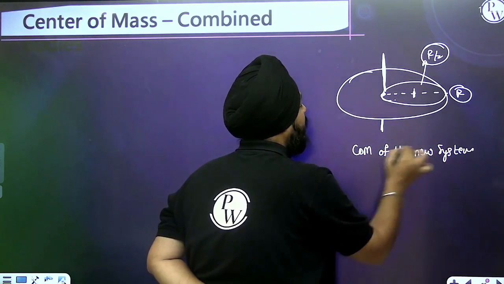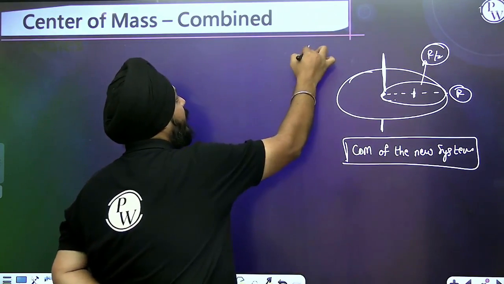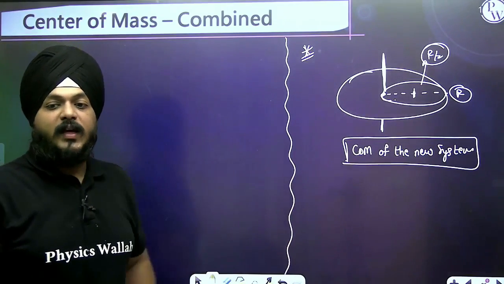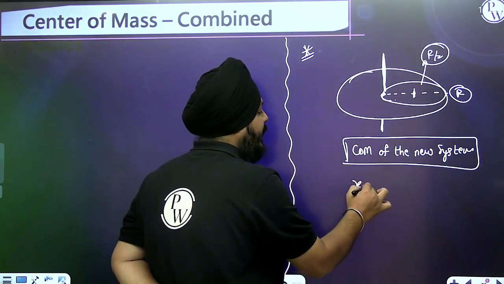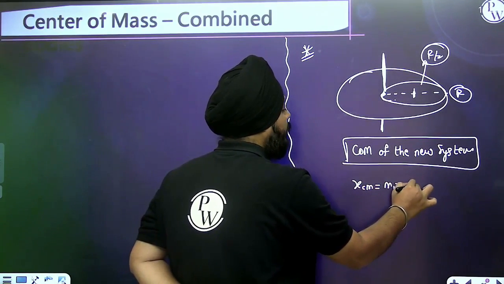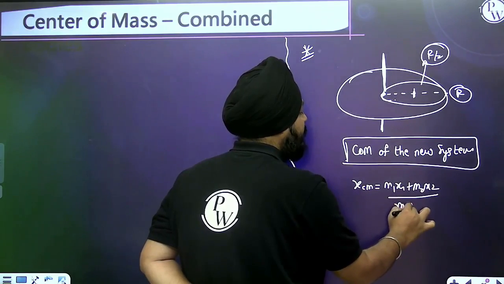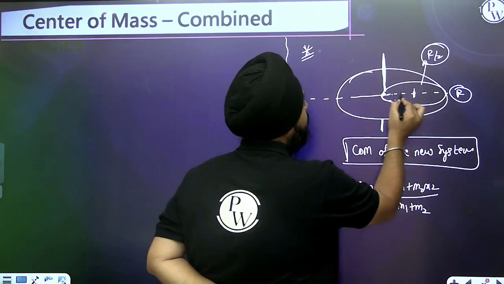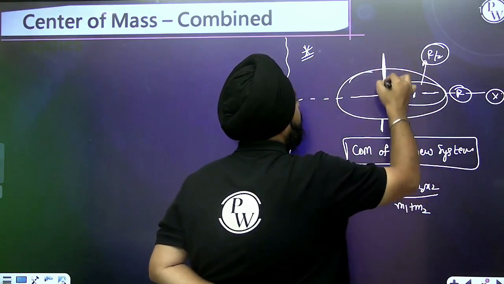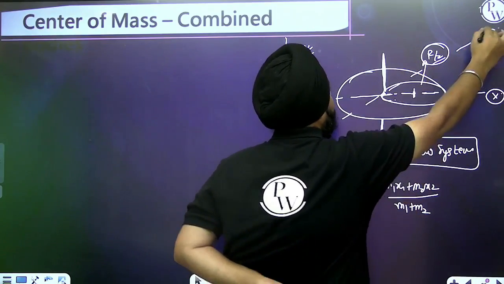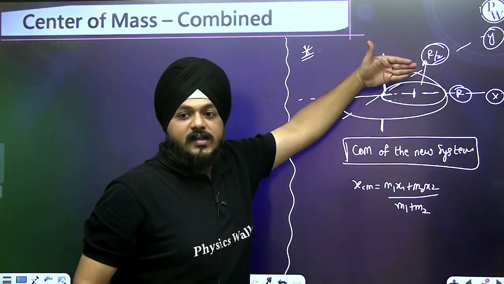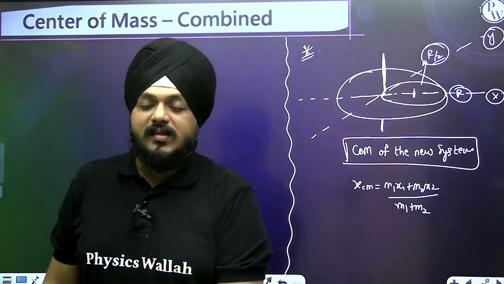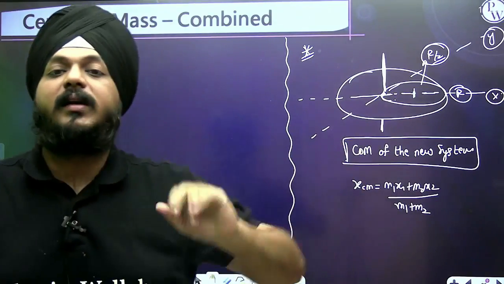This is how the center of mass of the combined bodies needs to be calculated. The simple formula we are going to use: X center of mass is (m1 x1 plus m2 x2) whole divided by (m1 plus m2). In this kind of case, by keeping this disk, this is the x-axis, this is the y-axis. Fold the system with respect to the x-axis, mass is equally distributed.